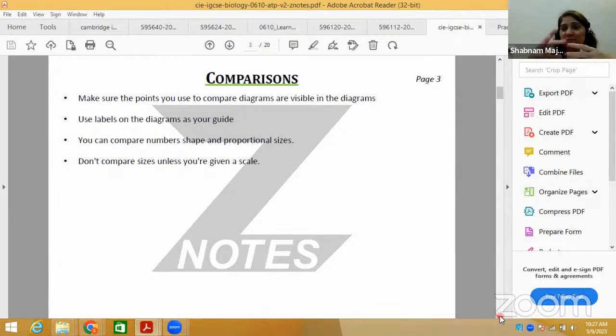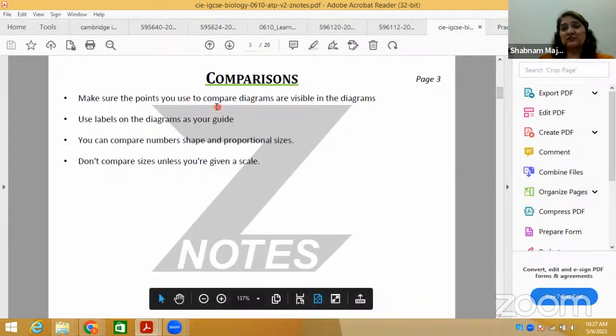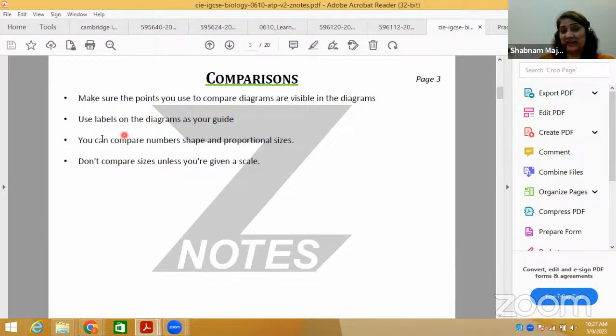What are the number of vascular bundles given? What type of layer, cortex, whatever features you pick up, in them comparisons. Make sure points you use to compare diagrams are visible in the diagram, observable ones. Use labels on the diagrams as your guide. You can compare number, shape, and proportional size.